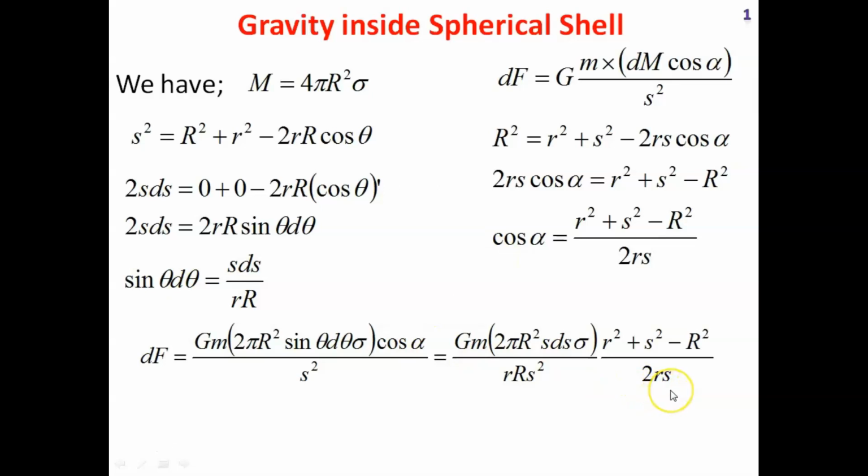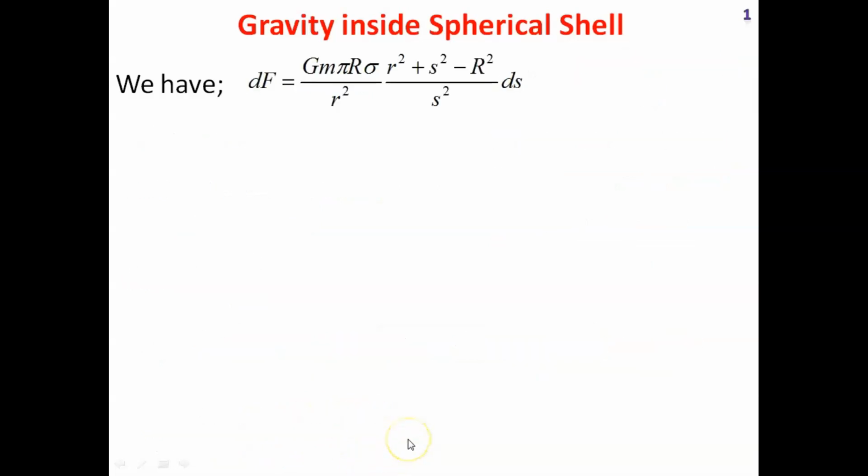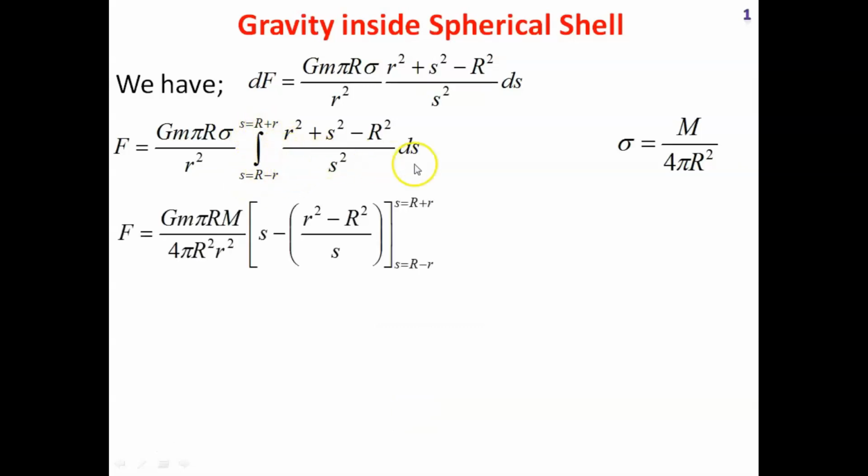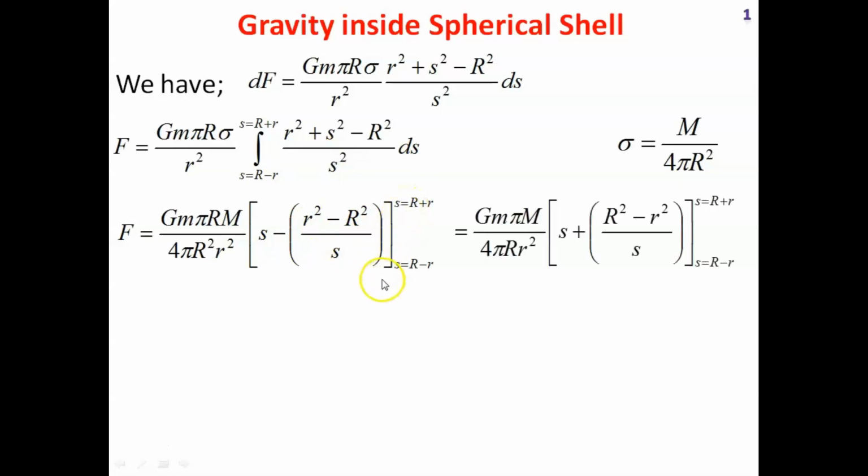I would advise students to pick up a piece of paper and do it on their own, and we can rearrange this equation in the form G m pi R sigma upon r square into r square plus s square minus capital R square upon s square ds. Now we need to integrate this equation for s running from capital R minus small r to capital R plus small r. The integral of this quantity being s minus r square upon s, you have to operate upper limit minus lower limit.